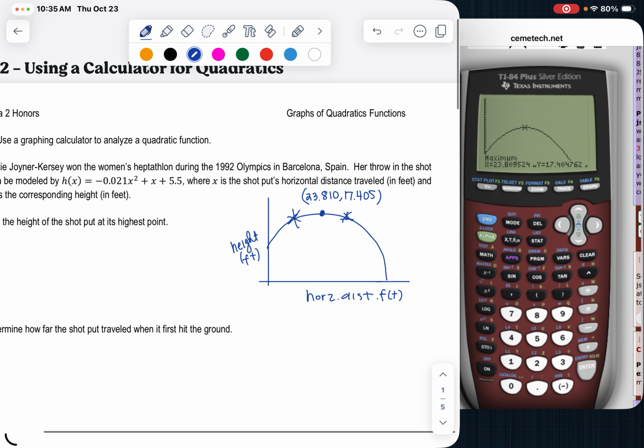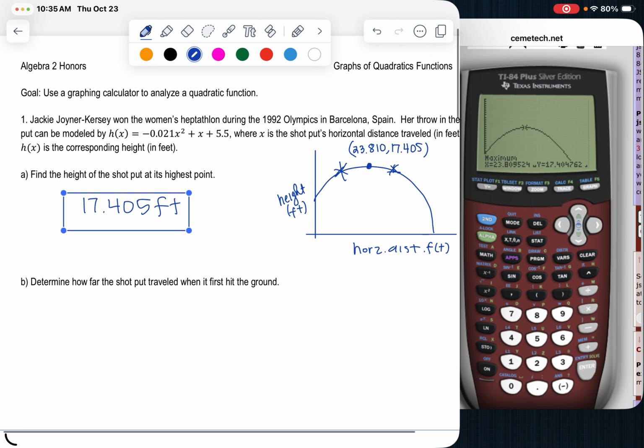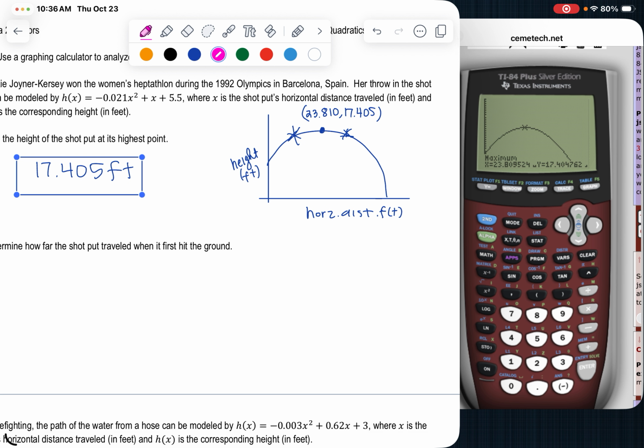If you look back at question A, it asks us to find the height of the shot put at its highest point. That's the Y value. So that is 17.405 feet. And then part B asks us to determine how far the shot put traveled when it first hit the ground. So if you look right here, this is where it hit the ground, right? So we want to know what that point is right there.